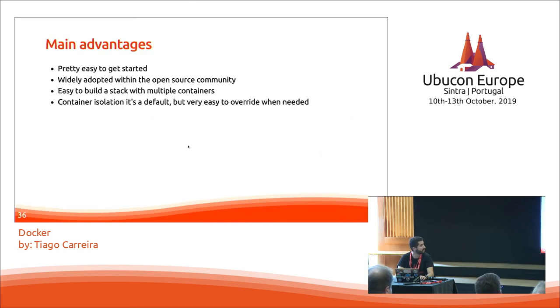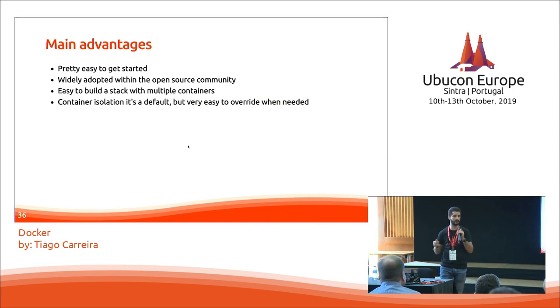So, some conclusions. It's pretty easy to get started with Docker. I think this is why Docker got so much traction and is so well known. It's because of these advantages. It's being widely adopted within the open source community, so as many people are using it, it brings even more people to it. It's really easy to build a stack with multiple containers. This is a great advantage of Docker. Not every container technology has this feature. And the container isolation is the default, but it is very easy to override that default and make the containers communicate with each other.